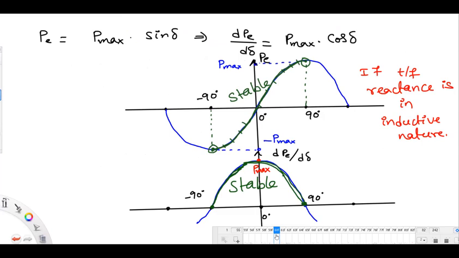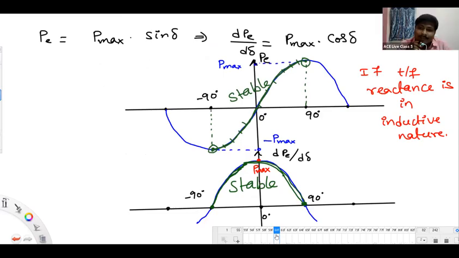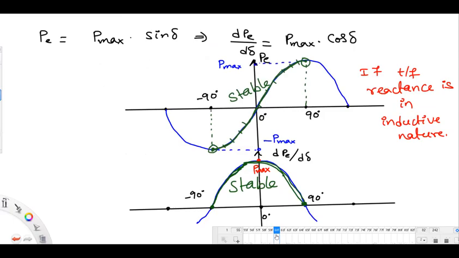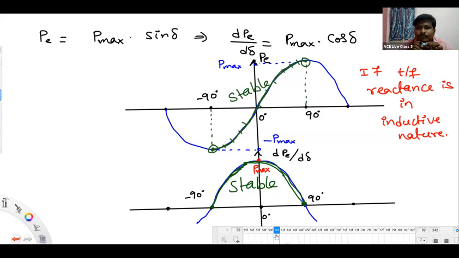Sir, because the slope is positive. The slope we have drawn in the second one, right? The slope is taken from the first one. Now, if the slope is positive, then the system is stable. Okay, from minus 90 to 90. And sir, a STATCOM is equivalent to a no load synchronous motor. Okay, sir. Thank you.